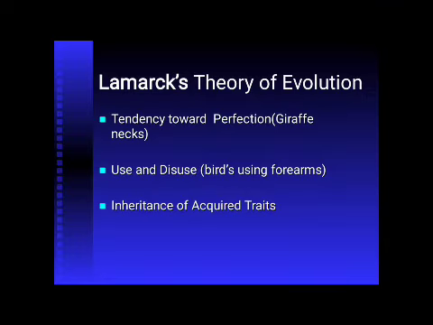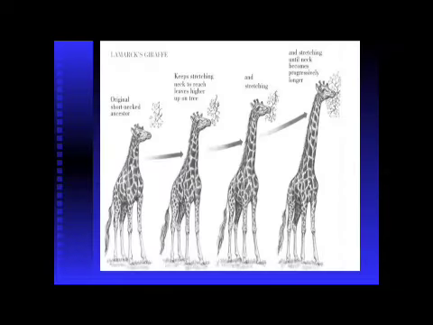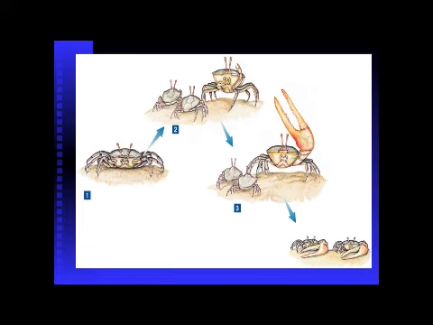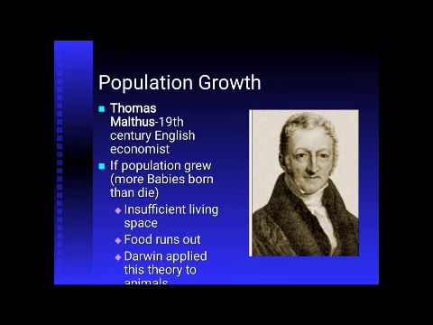Birds using forearms, inheritance of acquired character traits. This is an example of Lamarck, the giraffe, and it is also a type of example, the crab. He said that the crab legs used for something, and it makes more population growth. Thomas Malthus.